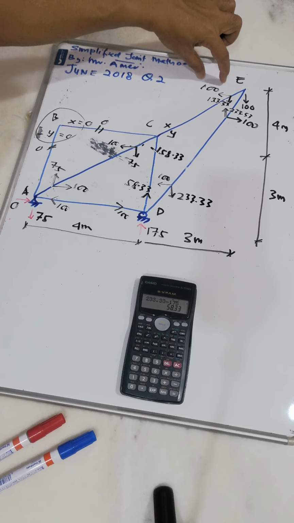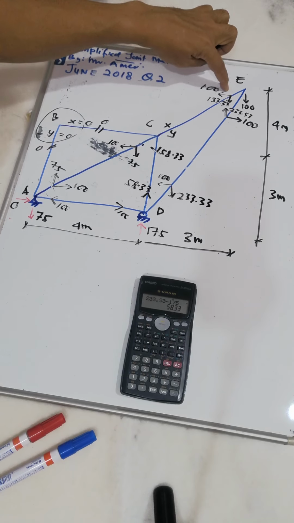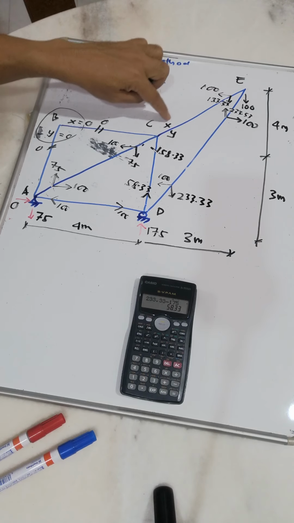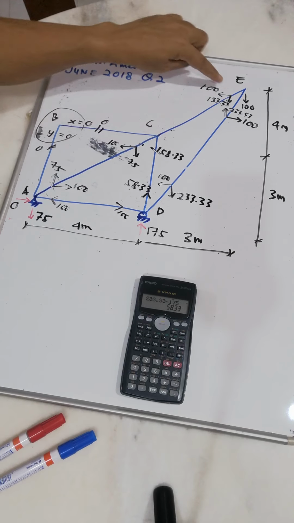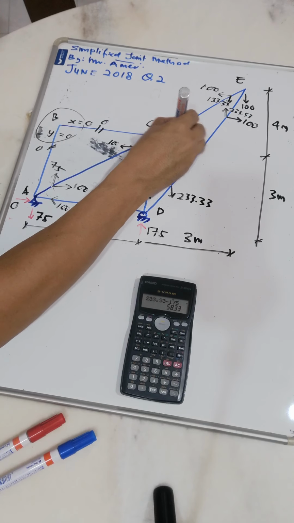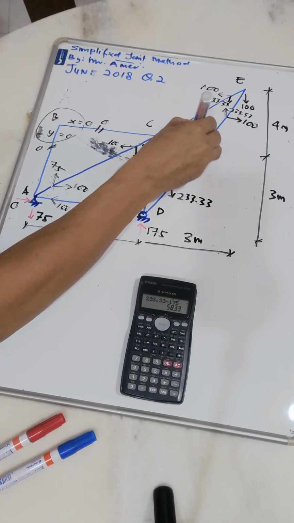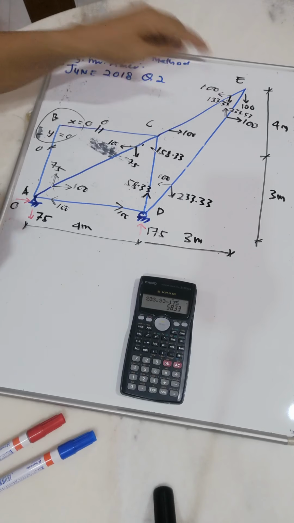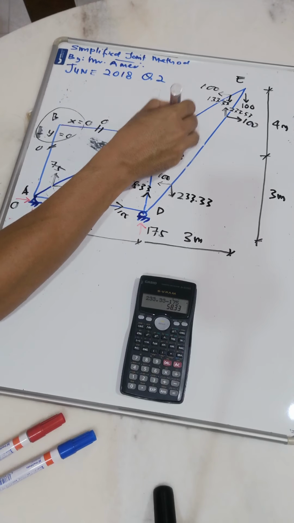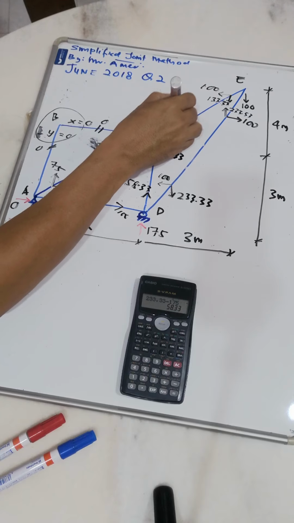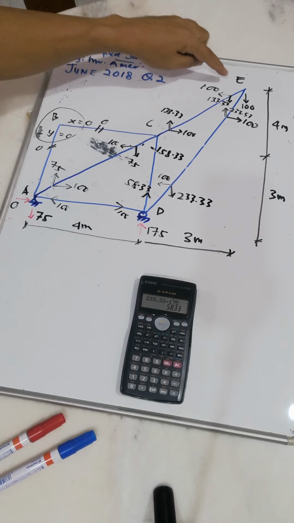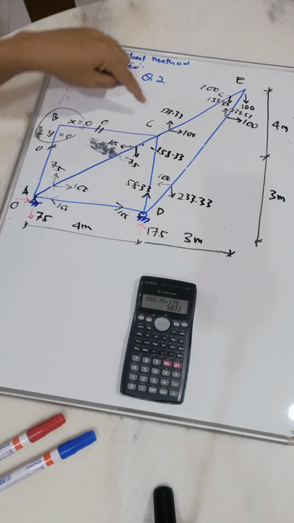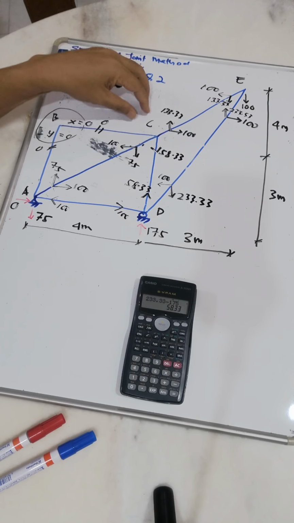Next, you transfer this force component to here. So this is 100 to the left, 100 to the right. 133 downward, this is upward. Now settle joint E, and joint C is the last joint.